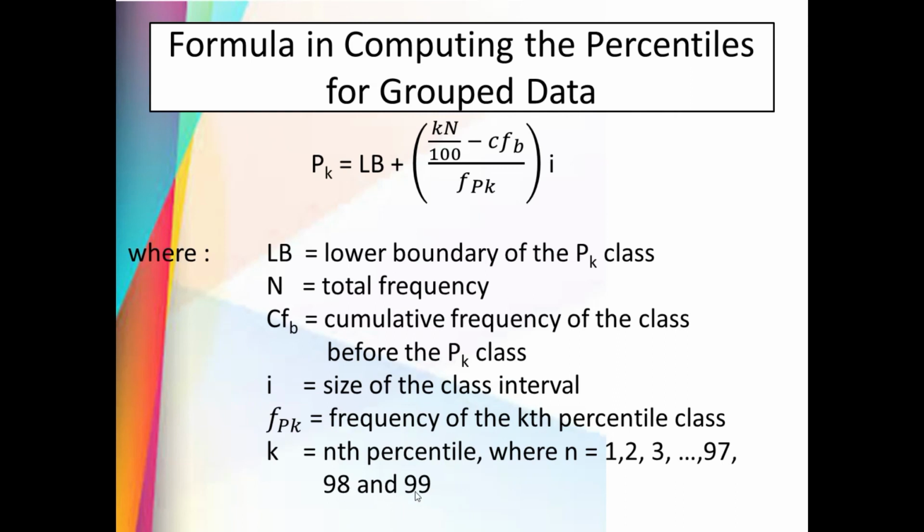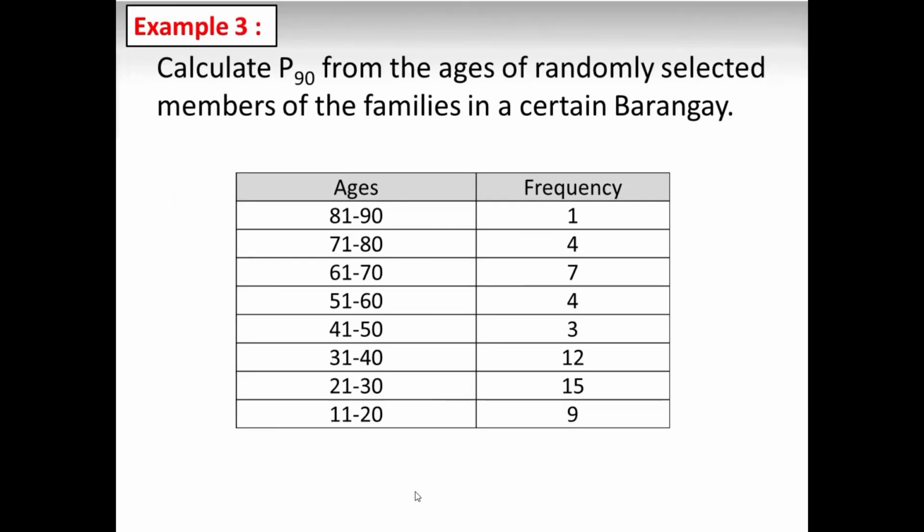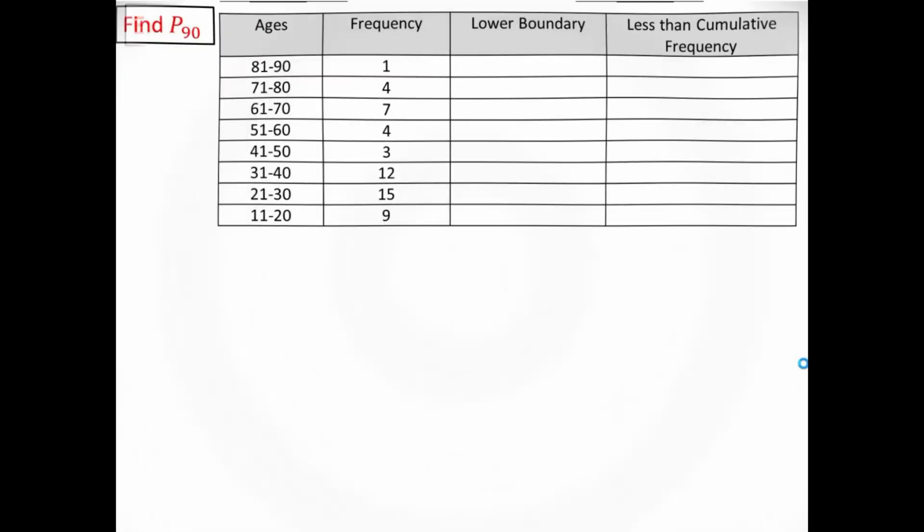Okay, apply natin ngayon yung ating formula. Example number 3. Calculate the 90th percentile from the ages of randomly selected members of the families in a certain barangay. Ito yung ating given. Ang gagawin natin is we will add additional 2 columns. Yung unang dadagdag is for the lower boundary. Yung sumunod naman is for the less than cumulative frequency. So doing that, we have this. So, ang hinahanap ay 90th percentile. Ito yung ating original given. So, mag-construct ka ng additional 2 columns para kay lower boundary at kay less than cumulative frequency.